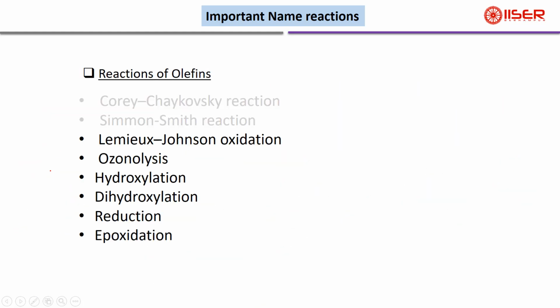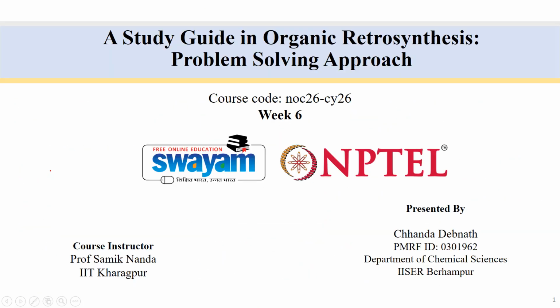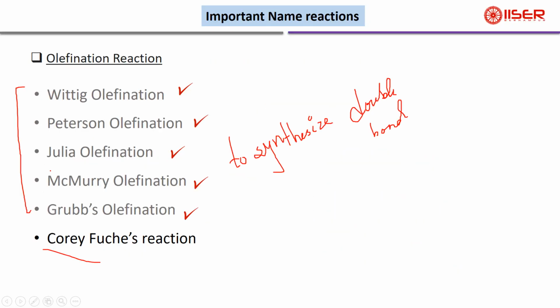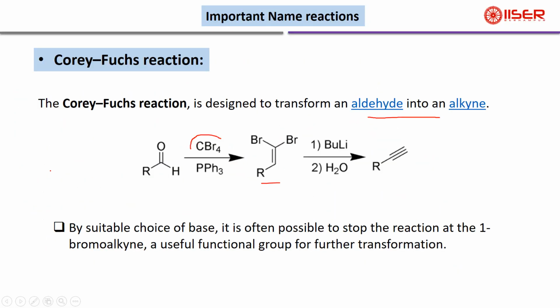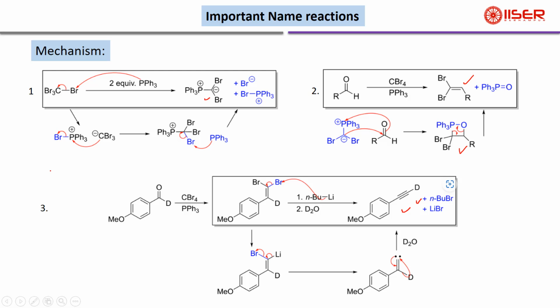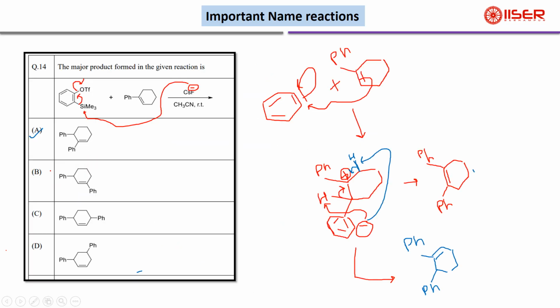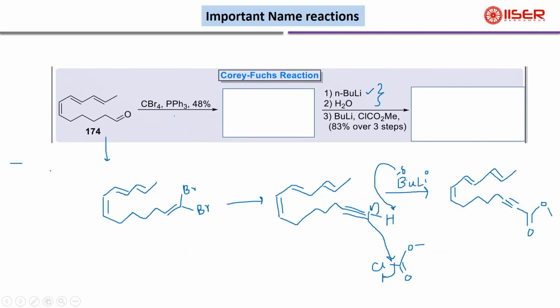I'll just give an overview of whatever we have discussed today. We discussed different types of olefination reactions in the last class. We have incorporated another one, that is the Corey-Fuchs reaction to generate an alkyne. We solved some questions based on that. Then we solved some questions to synthesize alkenes.